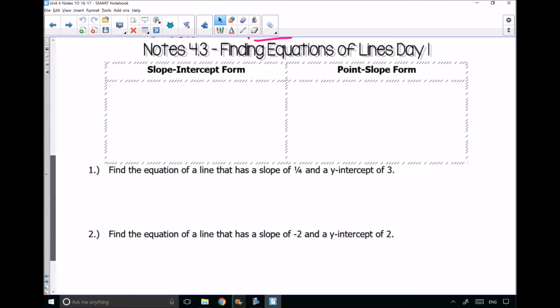All right, notes 4.3 start in the middle of page 5. So if you could turn to page 5 of your notes, that would be excellent.